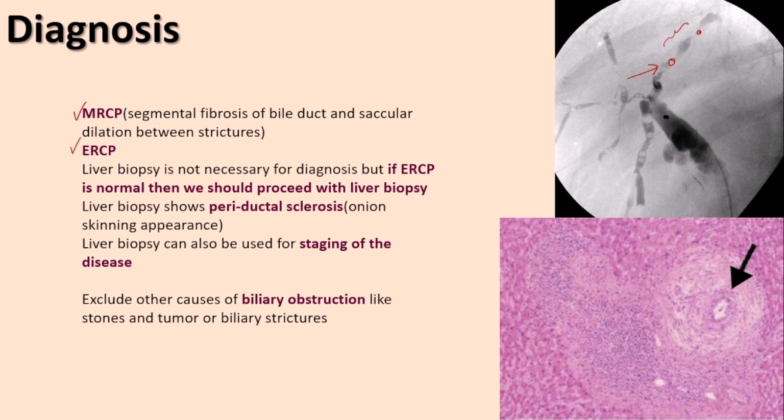So what you are going to see in the liver biopsy is periductal sclerosis, and it gives you the onion skinning appearance, what you see here in this picture. Also note that the liver biopsy helps with the staging of the disease. Now, note that you have to exclude other etiologies that cause biliary obstruction, like stones, tumors, or biliary strictures, if you want to make the diagnosis of primary sclerosing cholangitis.